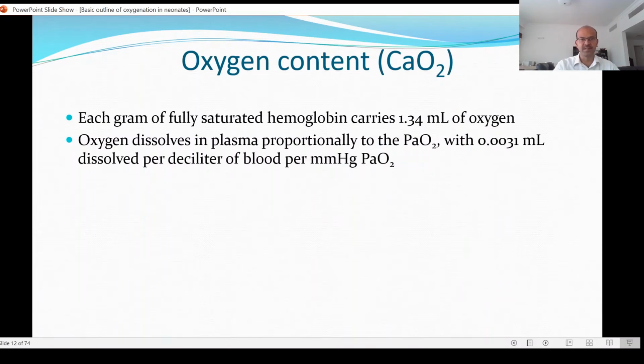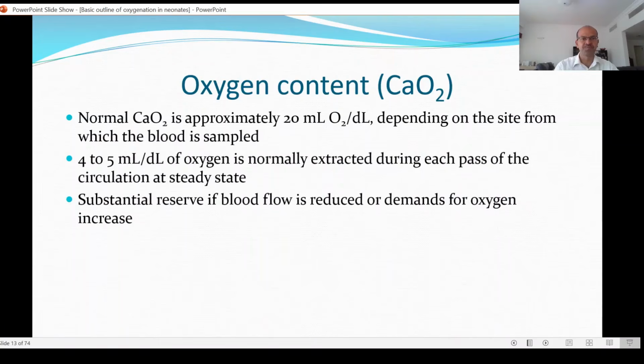This correlates usually with the extent of saturation. However, we should remember that saturation reflects the saturation of whatever hemoglobin is there in the child. So if you have only 10 grams of hemoglobin, your actual content of oxygen will be low, but the saturation may still be normal. So you should remember that anemia is one factor we should think of in terms of oxygen content of the blood.